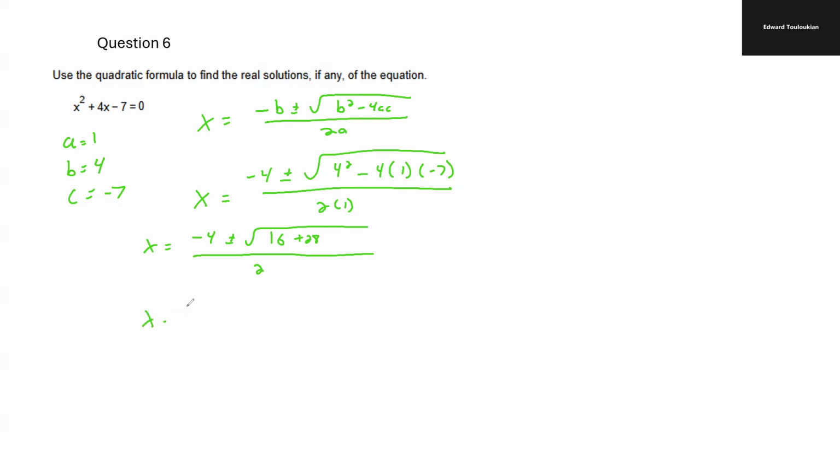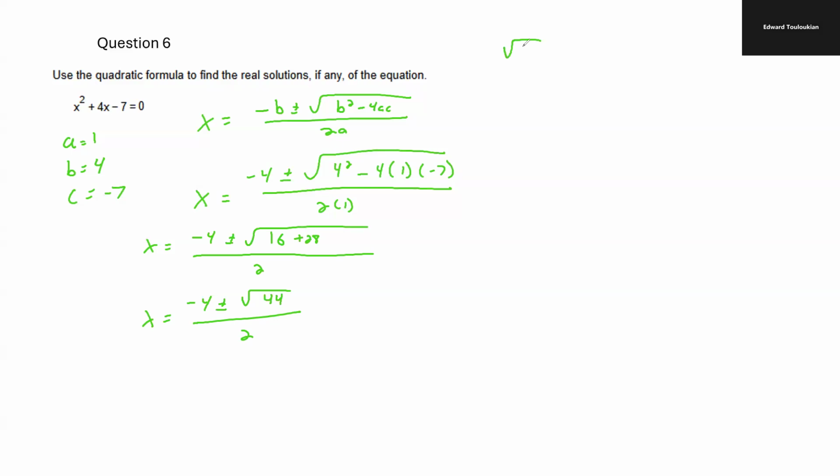This is going to be x equals negative 4 plus or minus the square root of, let's see, 16 plus 28. That's 44, all divided by 2. Now, to reduce the radical 44, we have to think, is there a perfect square that goes into 44? And there is.